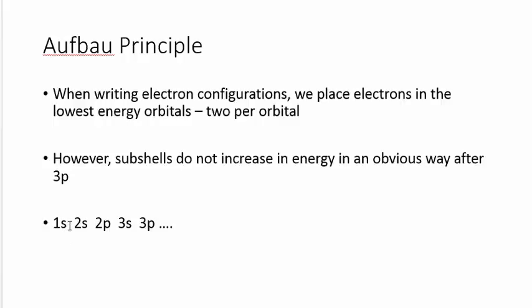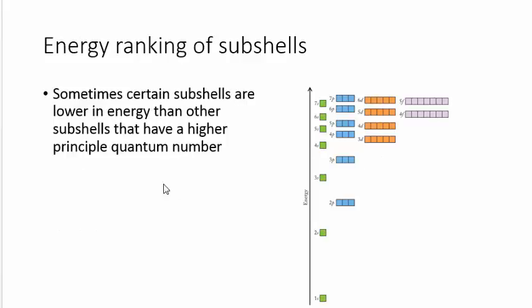So we know that the lowest energy orbital is always 1s, and then comes 2s, and then 2p, and then 3s, and then 3p. We would expect 3d to come next, but that's actually not the case. 4s is actually lower in energy than 3d. After the 3p subshell, the higher energy orbitals and subshells are much closer in energy to one another, and they don't follow a really obvious order. For example, the 4s is lower in energy than the 3d.